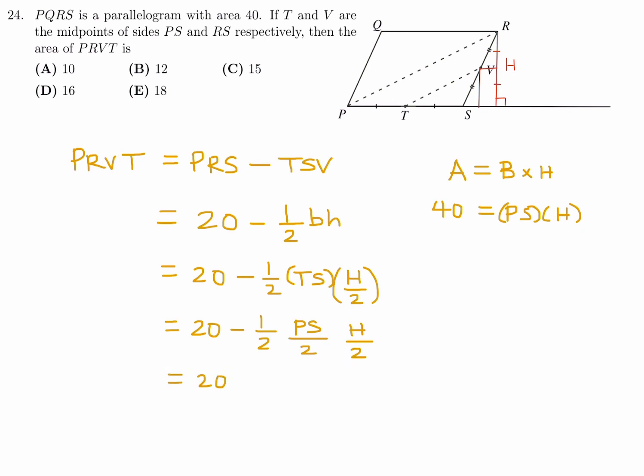Combining, we get PS times H all over 8. And then PS times H is 40, so we got 40 over 8. Therefore this is 20 minus 40 over 8, which is 5, and that gives you 15. So number 24, the answer is C.